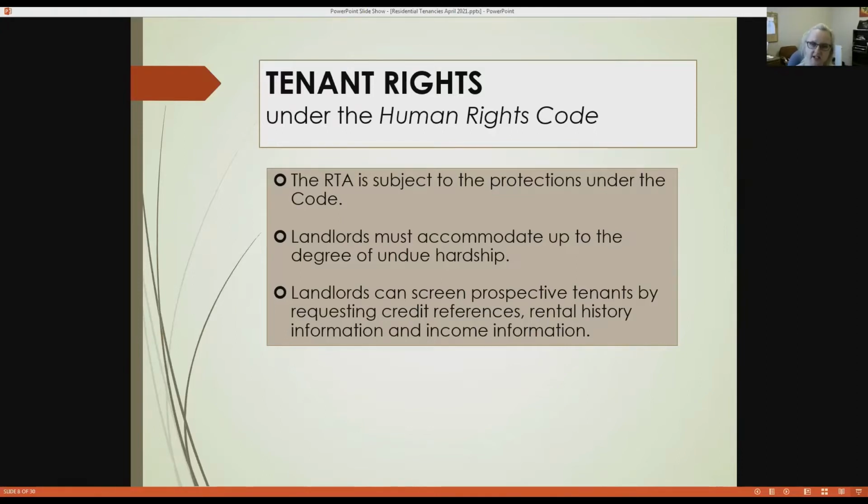Substantial is the actual reality of the accommodation. So I always say, if someone is in a wheelchair and they need a ramp, the building of the ramp is the substantial accommodation. Procedure is looking into it.